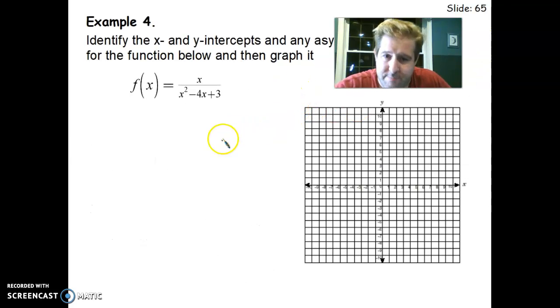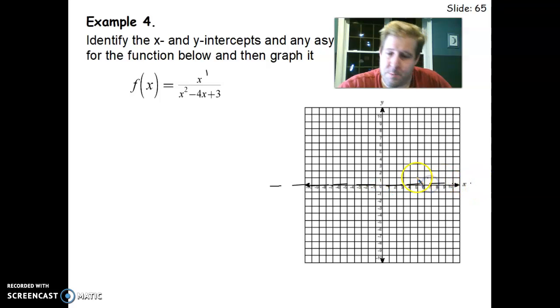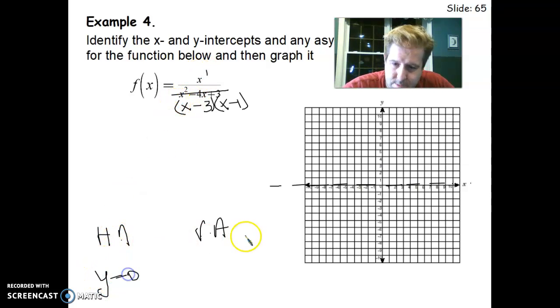Alright, so 11 minutes in, hopefully I've got time for at least one more here. So we have the top degree is only 1, the bottom degree is 2, so that tells us right there that it's going to be y equals 0, because the numerator's degree is smaller than the denominator's. Now, this can be factored to x minus 3 times x minus 1, so I'm going to go ahead and do that. There is no hole on this question. There's nothing that can cancel out top and bottom. So for horizontal asymptotes, we know top is less than bottom, so it's y equals 0.